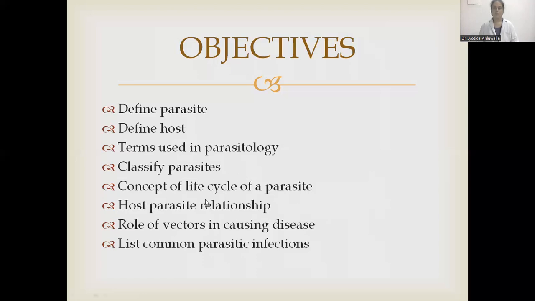Now, what is the host-parasite relationship? Either there can be a symbiosis, commensalism, or parasitism. In symbiosis, one cannot live without the help of the other. Commensalism, the parasite derives its benefit without causing injury to the host. While parasitism, parasite derives its benefit by causing injury to the host. The various terms used in parasitology.